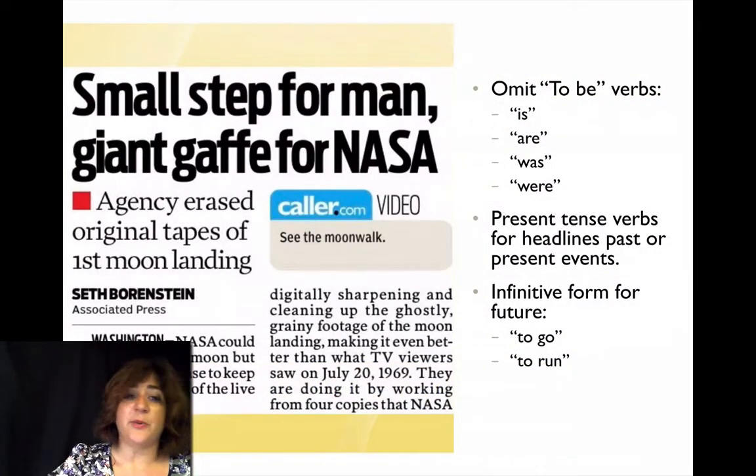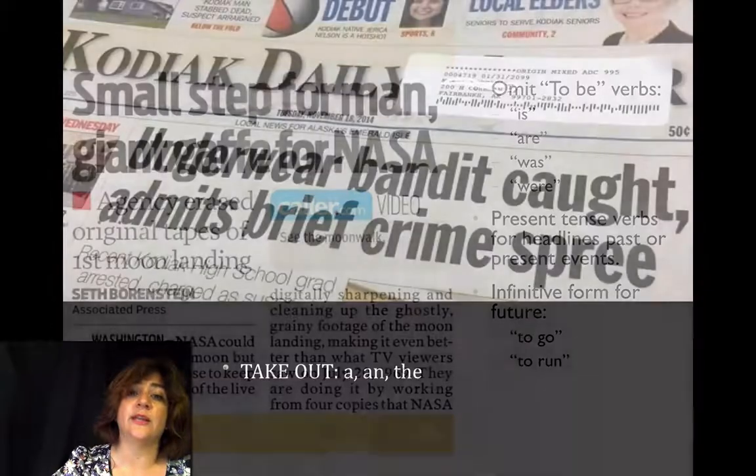So, this is pretty clever, not very complicated: "Small step for man, giant gaffe for NASA." Of course, a play on the famous line, "One small step for man, one giant leap for mankind." But notice that we take out the to-be verbs. So we take out is, are, was, were. It's usually present tense verbs for headlines, even though there may be past or present events. And then we use the infinitive form for the future, so to go or to run. These are just stylistically what we do with headlines.